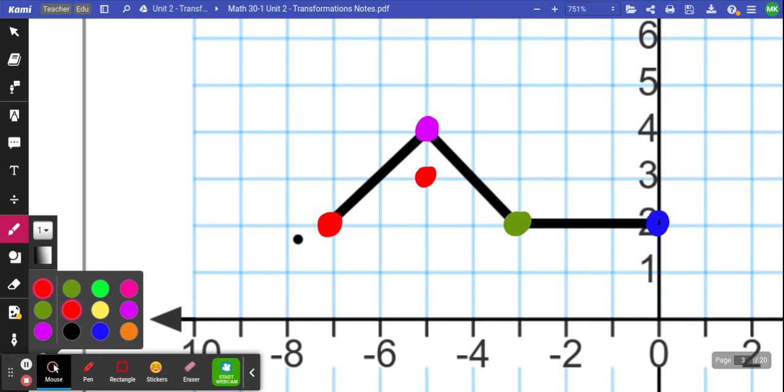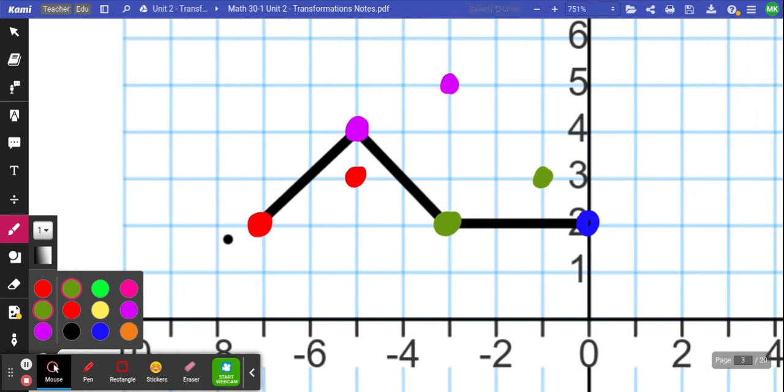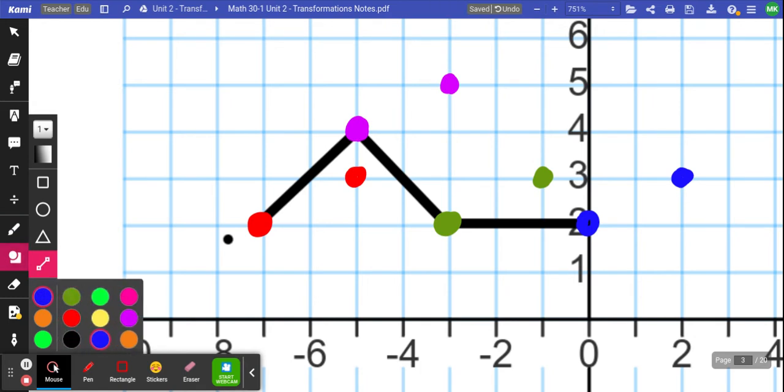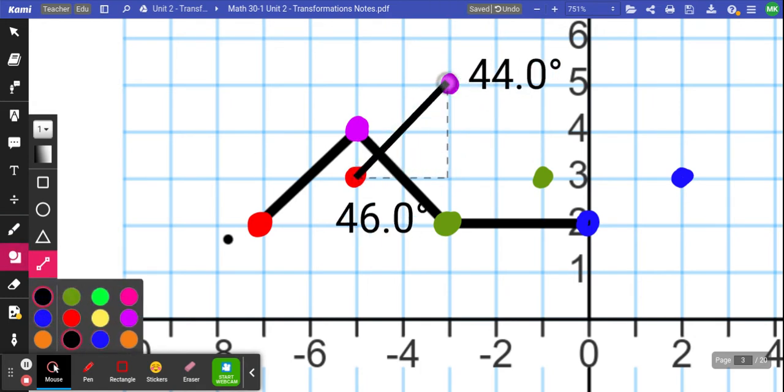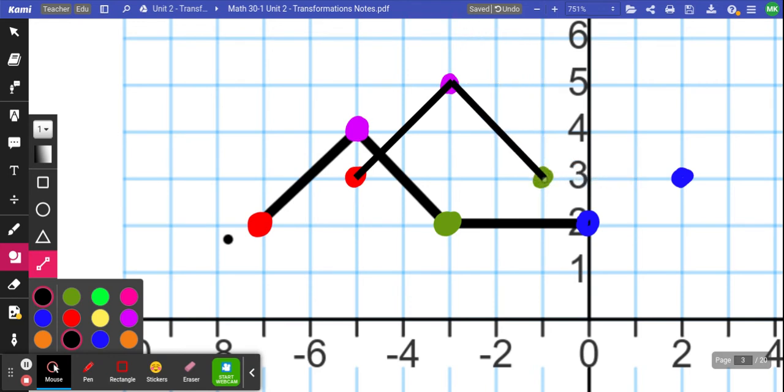So 2 to the right, 1 up. The red dot is moved. Do the same thing to the purple one. 2 to the right, 1 up. It would be there. Do the same to the green one. 2 to the right, 1 up. Do the same to the blue one. 2 to the right, 1 up. And then if you connect the dots, you have the exact same graph, but the whole thing is now moved 2 to the right and 1 up. Done.